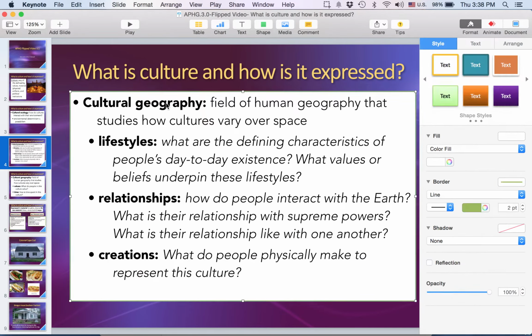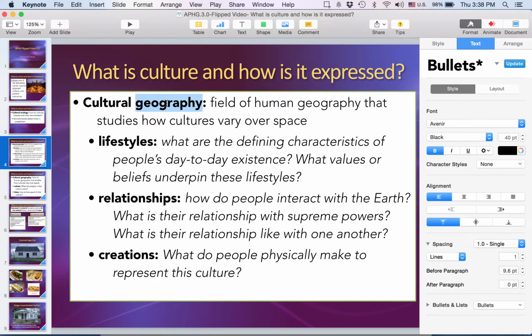What I'd like to focus on is cultural geography. So go ahead and put on the left-hand side of your notes cultural geography, which is the field of human geography that studies how cultures vary over space. Cultural geography is essentially exactly what you and I are studying here in human geography. When we're looking at how culture varies over space, we're going to be examining all kinds of different components of culture. A lot of people will default to the response that culture is just what people believe or what they practice. But that's expressed in so many different ways.